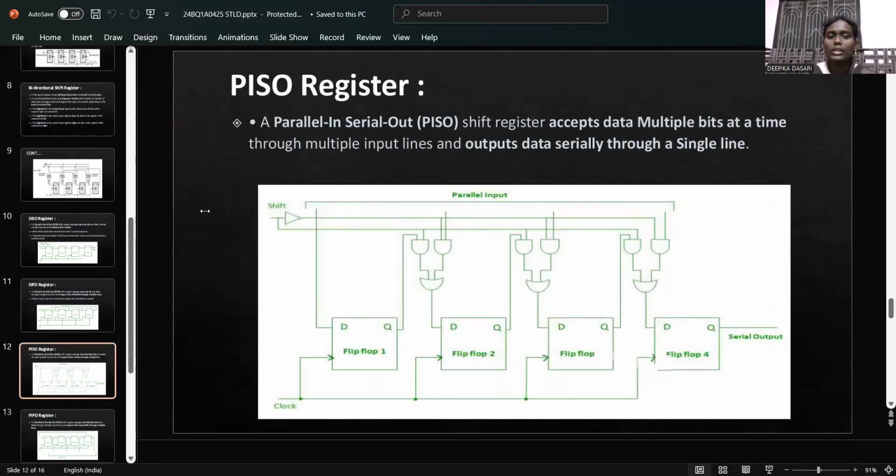After that, PISO, which is a parallel in, serial out shift register that accepts data multiple bits at a time through multiple input lines and outputs data serially through a single line. Here we can see the multiple inputs coming in. And finally, only one serial output comes out, and the clock is connected to all four flip-flops.